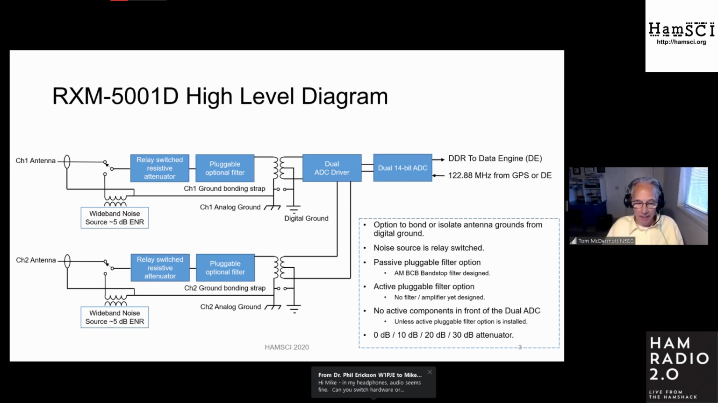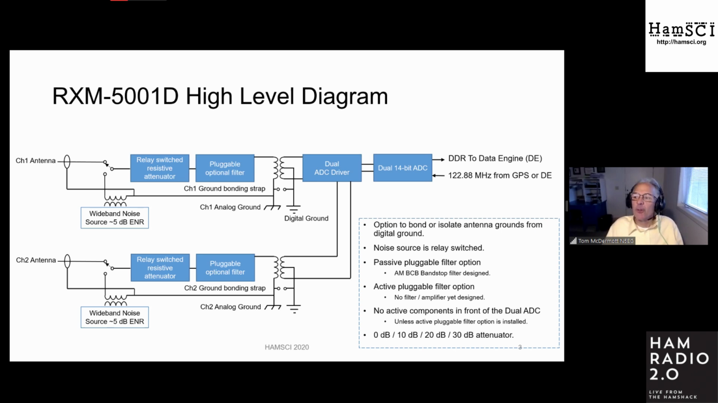This is done in an attempt to preserve dynamic range and to keep spurious noise sources out of the front end. There is a passive pluggable filter option. We'll talk about that a little later. Right now we've designed an AM broadcast band bandstop filter. Others could be designed, but we have that as the first design.